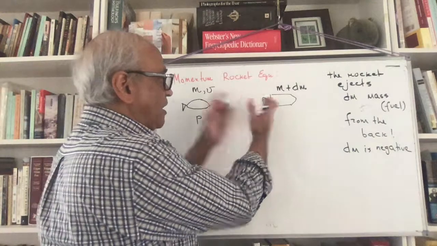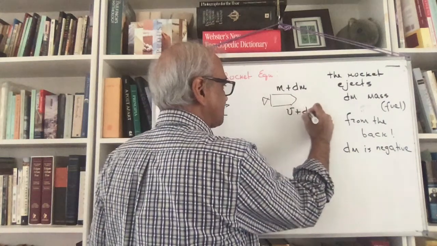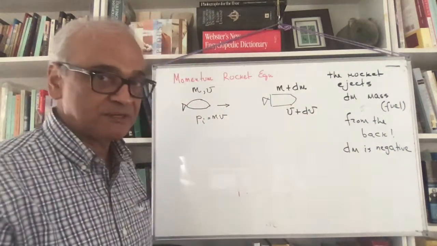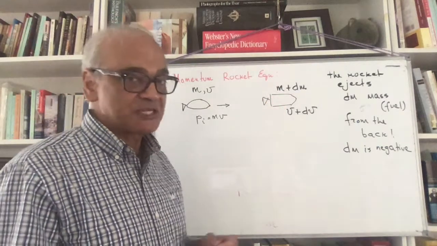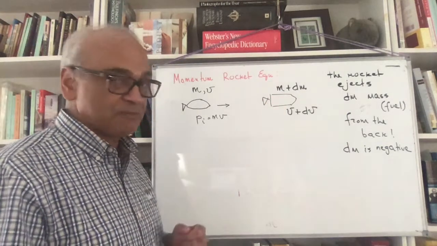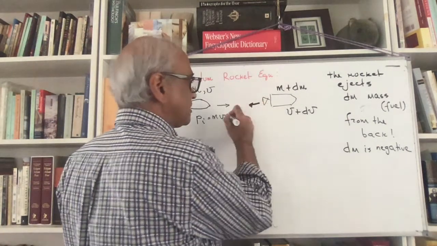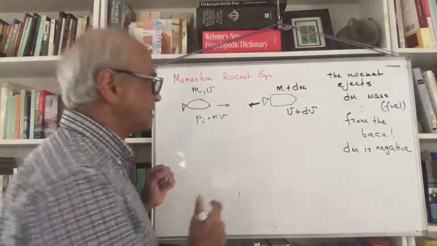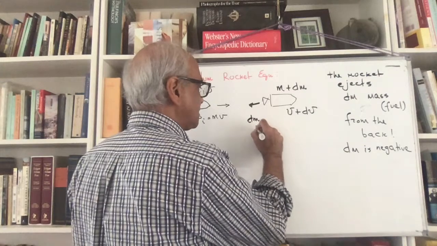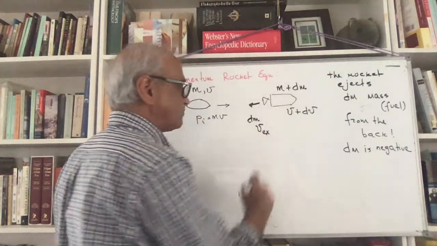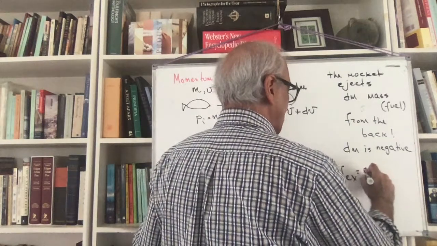Because it has ejected the dm, it now gets an extra velocity, which is dv right there. So the rocket is now moving forward with the mass of m plus dm and with the velocity of v plus dv. And the ejected material that went behind is dm, and its velocity is the exhaust velocity. We call it vex.